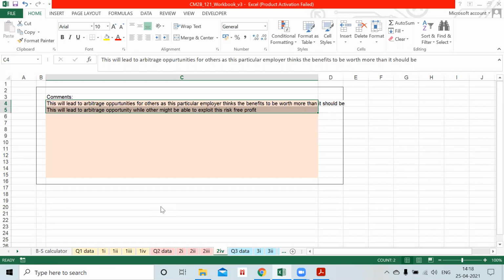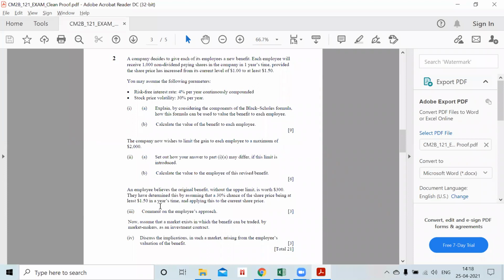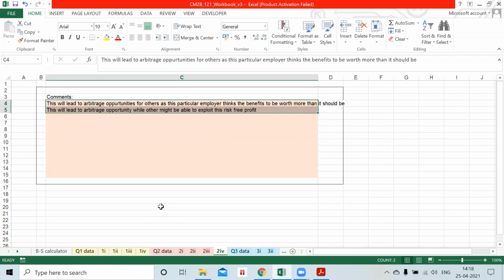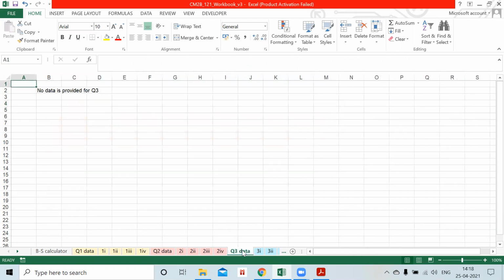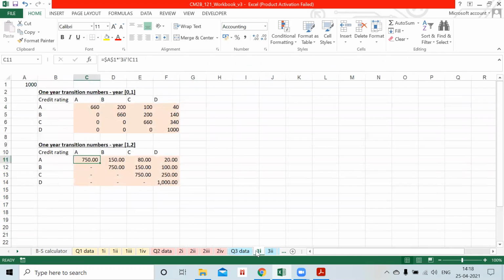Okay, also now they've said to assume that a market exists in which the benefit can be traded by non-employees as an investment contract. Discuss the implications. So the implications can be that it will lead to arbitrage opportunities for others, as if a particular employee thinks that the benefits are worth more than they should be. This will lead to arbitrage, while others might be able to exploit the risk-free profit also. Okay, so these changes can occur.